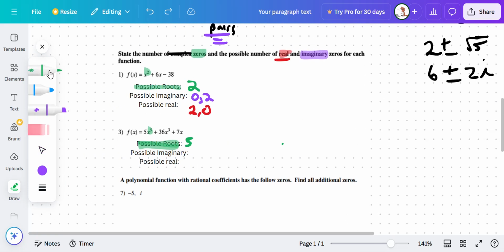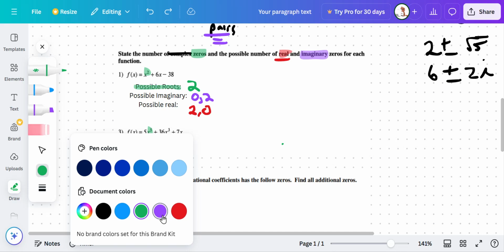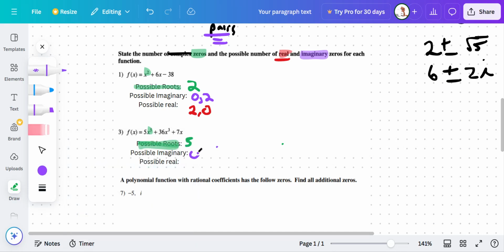So I could have 0 imaginary roots. I can't have 1 imaginary root. I could have 2 imaginary roots, a plus or minus, or I could have 2 pairs, or 4. So I could have a plus or minus like this and a plus or minus like something else, but they have to come in pairs.